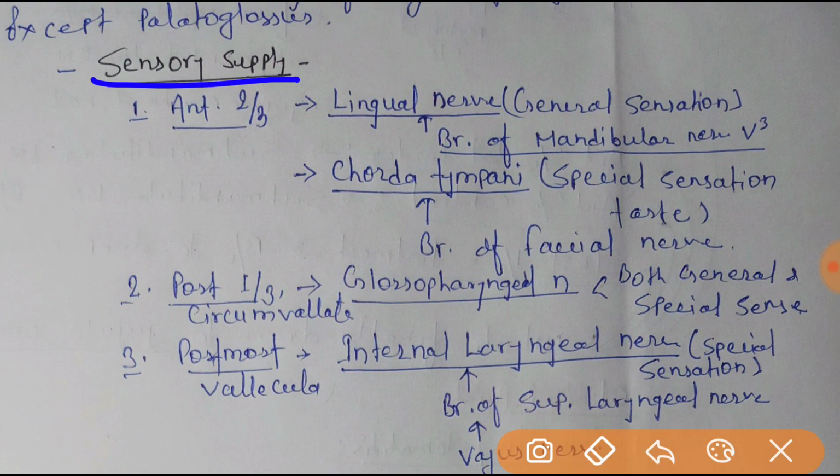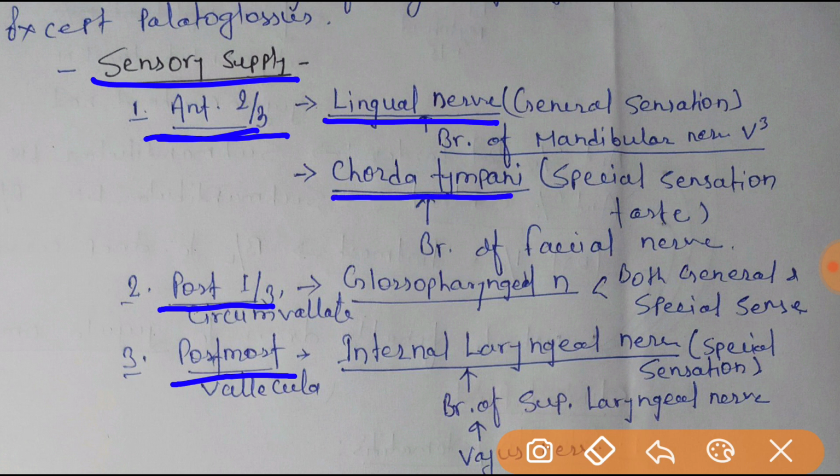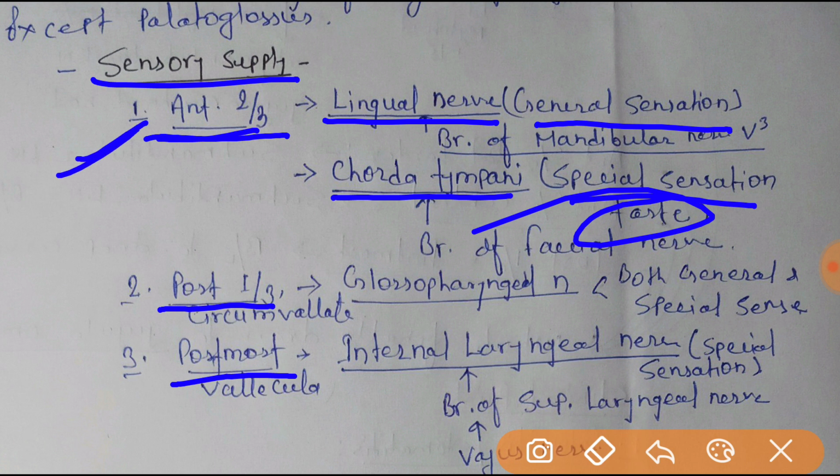The sensory supply, if you look at the tongue, has the anterior 2/3 as in the previous diagram, the posterior 1/3, and the posterior most part. In the anterior 2/3, the lingual nerve and chorda tympani supply two types of sensation, general sensation and special sensation of taste. This is the only difference in the anterior part, while in the posterior and posterior most part, there is a common supply of the general and special sense.